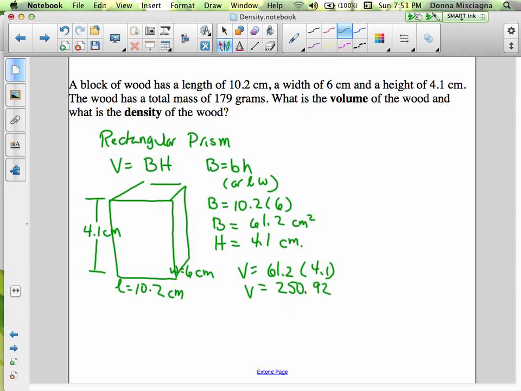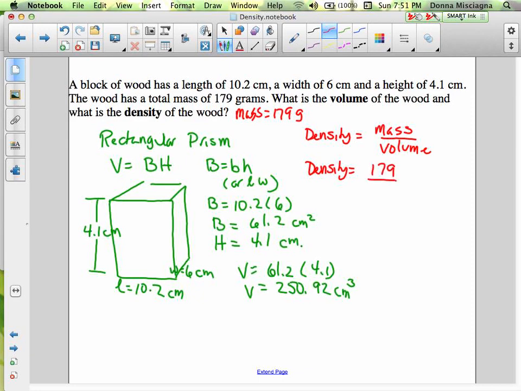Now we need the units of measure. That is in centimeters cubed. Now, we had to do the work to find the volume so that we could find the density, because density is the mass divided by the volume. So the density, we're given the mass, right? So mass is 179 grams. So that would be 179 divided by 250.92.